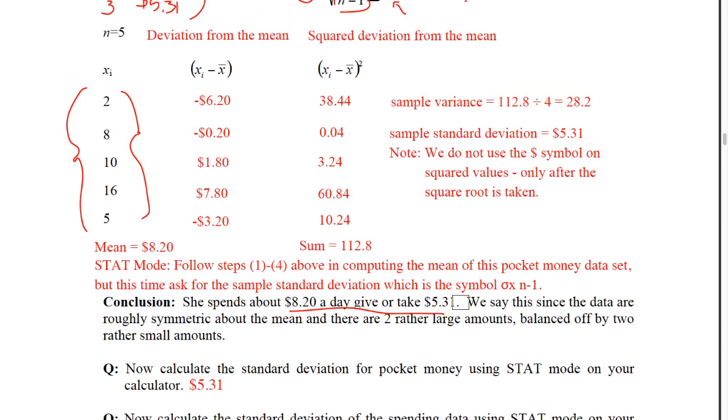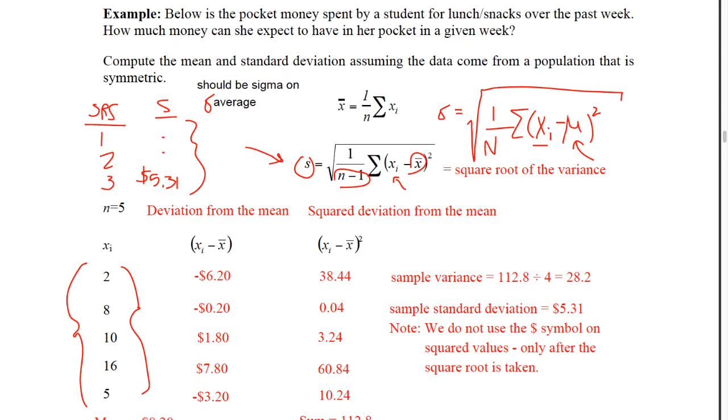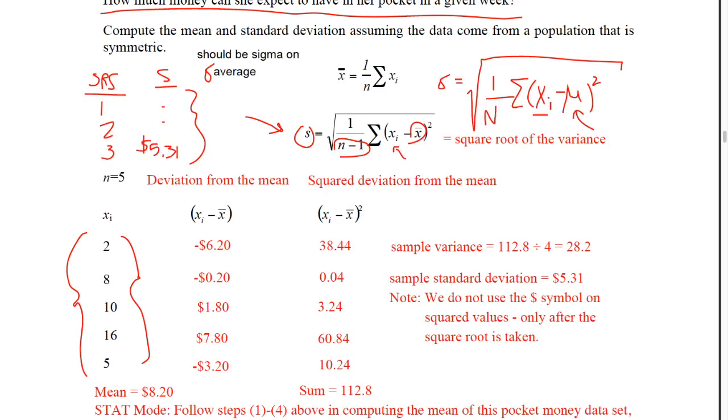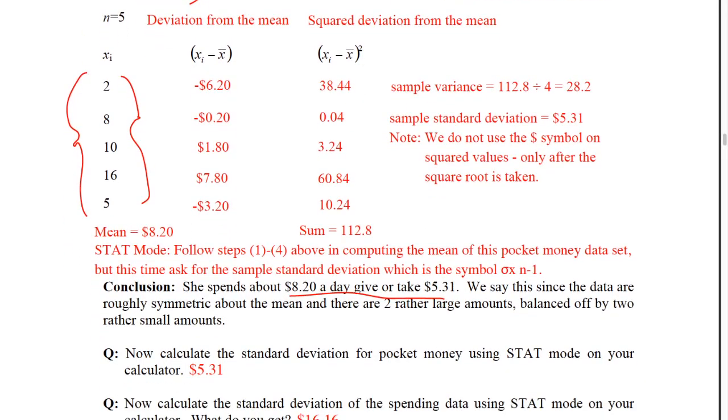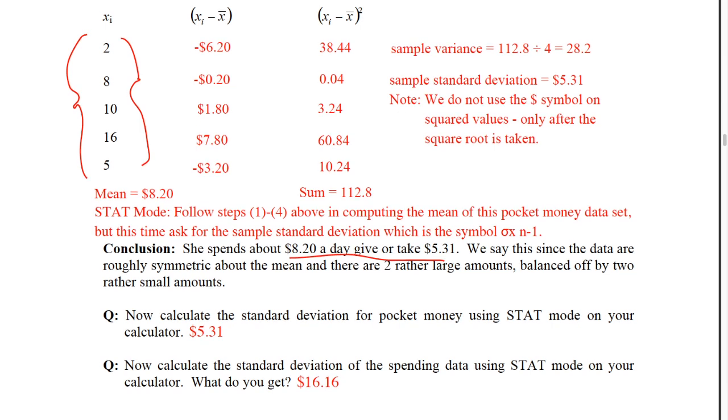The question was, how much does a student spend? How much can she expect to have in her pocket in a given week for spending? That was the question, and my answer is like this. She spends about $8.20 a day, give or take $5.31. We can say that because the data we see here is roughly symmetric.